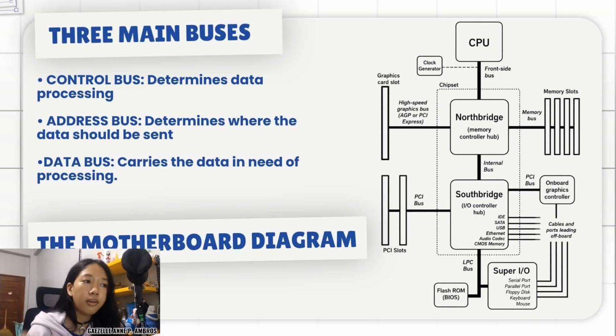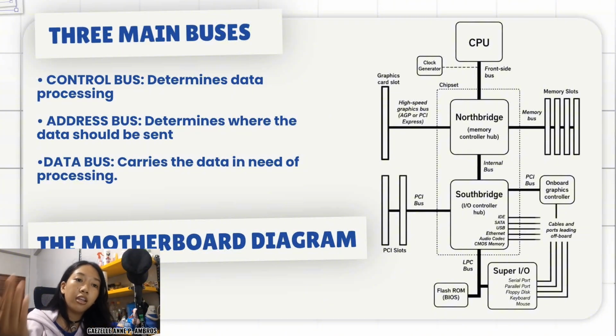The control bus determines the data processing, the address bus determines where the data should be sent, and the data bus carries the data in need of processing. And right next to that, we have the motherboard diagram, which in order shows the South Bridge, North Bridge, and CPU. As you can see here, the South Bridge is at the very bottom because the South Bridge reports directly to the North Bridge, while the North Bridge reports directly to the CPU. And as I said earlier, this is how we can compare the South Bridge, North Bridge, and CPU to a theater production.